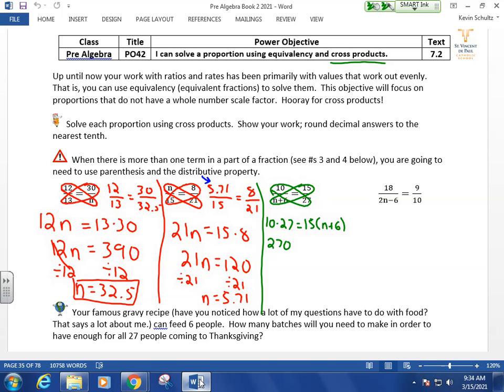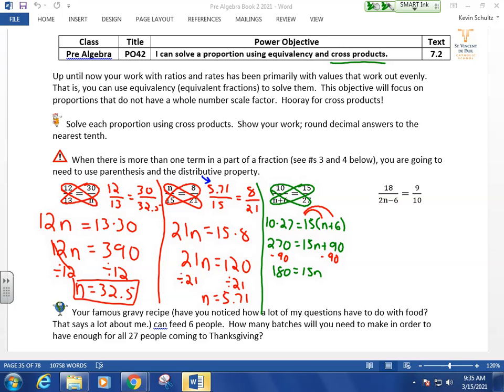So 270, which is 10 times 27, equals 15 times n and 15 times 6. That gives us 15n plus 90. Okay, 15n plus 90. Distribute that 15 into the parentheses, which means we don't have a one-step equation to solve here. We have a two-step equation. First, our 90 gets moved over to the other side using opposite operations. 270 minus 90 is 180. That equals 15n.